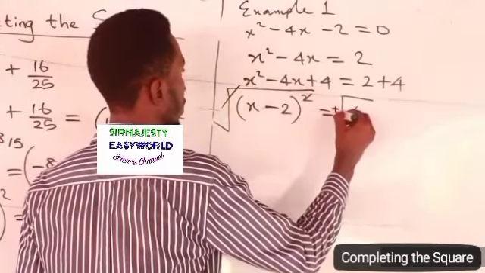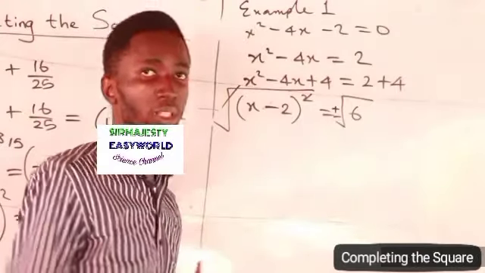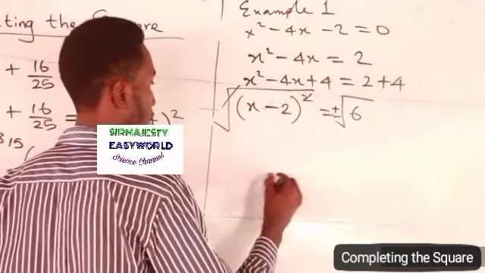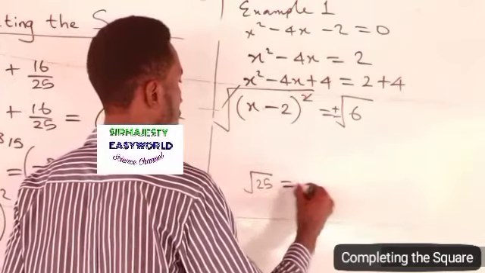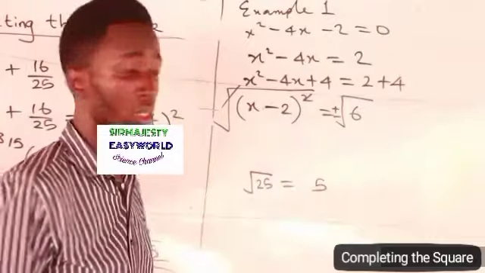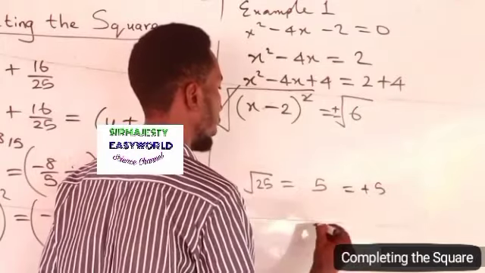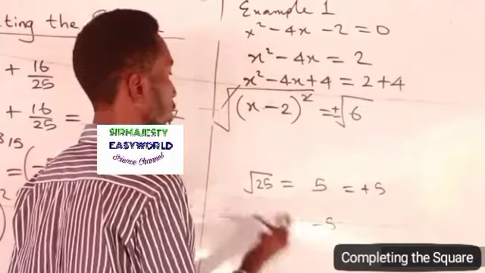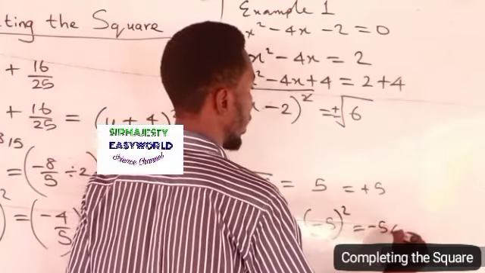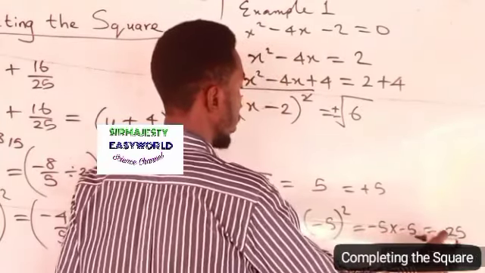Now I'm going to add plus minus here because whenever you take the square root of a number, the answer can be either negative or positive. Here is what I mean. Square root of 25 is equal to 5. Everybody knows this. But sometimes this is wrong because 5 represents plus 5 only. And then what about minus 5? Square root of 25 can also be minus 5 because minus 5 squared is equal to minus 5 times minus 5, which is equal to 25 because minus times minus is plus.